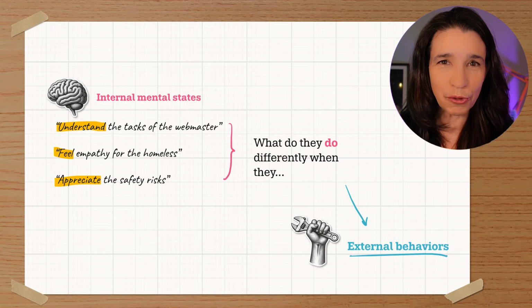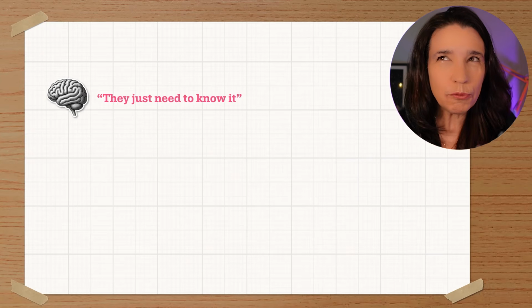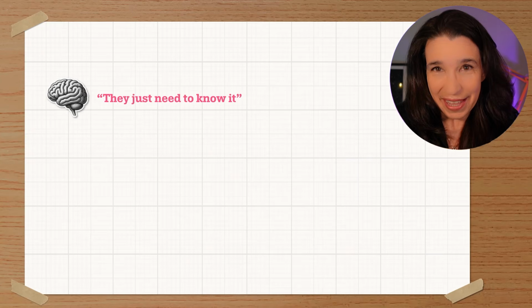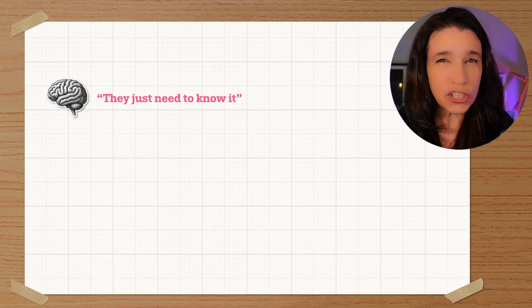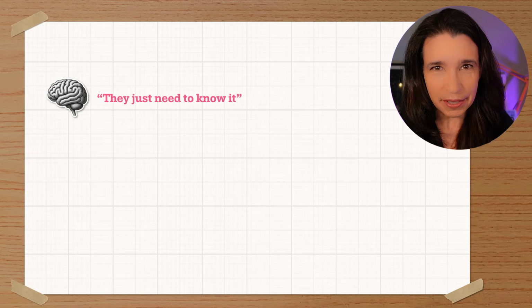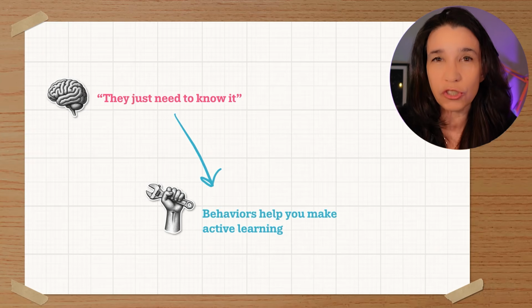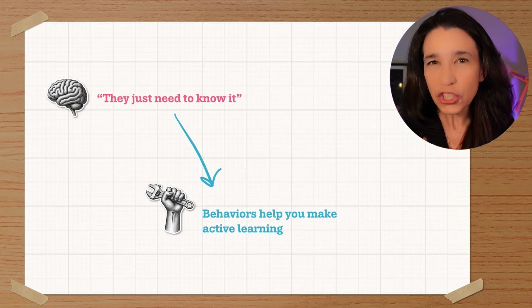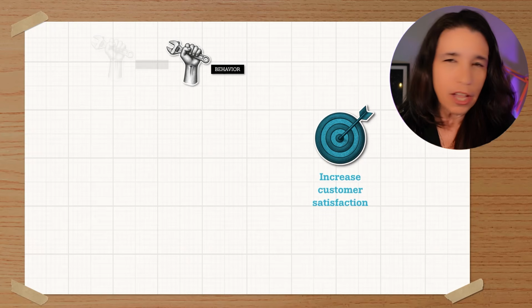Challenge number 2 is the dreaded, they just need to know it for compliance. But even if the person isn't really going to do anything with that information, and that's rare, the best way to learn the information is still by doing something. So it's still useful to turn that knowledge into behaviors that you can use in the course to make it active learning.